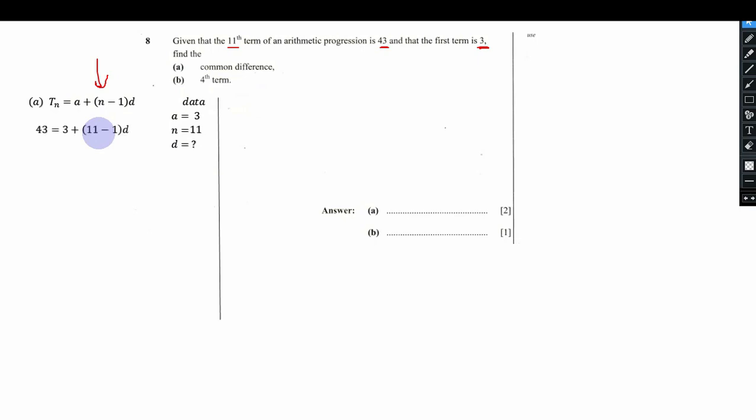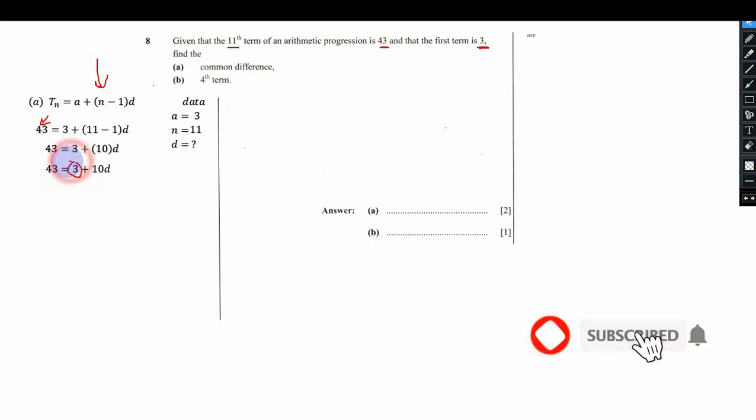So let us put the values that we have. So t11, now t11 is what? 43. So that is why here we have just substituted directly with a 43. And then the first term is a, which is 3. So put a 3 plus, and then 11 minus 1 times the common difference. And let us simplify. Okay, we have 11 minus 1, we have a 10. What is 10 times d? We are having 10d.